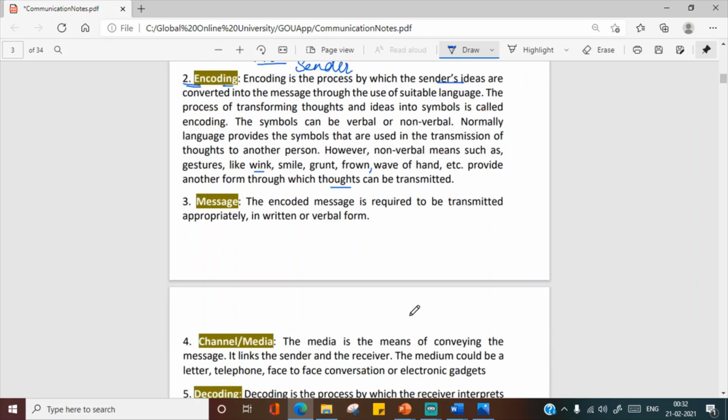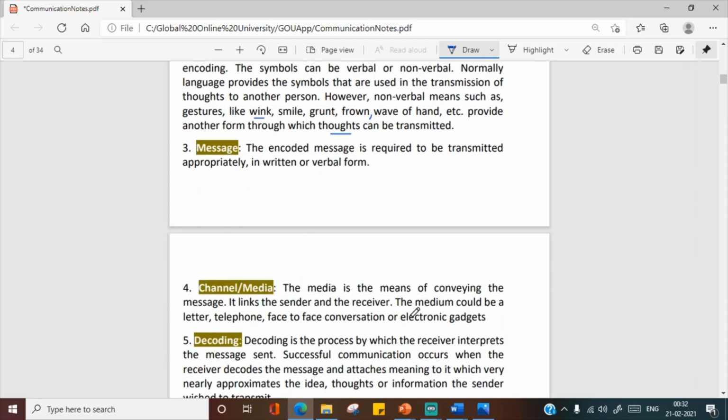So message is actually what the sender is trying to send. The encoded message required to be transmitted appropriately in written or verbal form. So for instance, I want to teach the students how to add two numbers. These are just first class students. So for them, I will stand in front of the class and explain to them that 2 plus 2 is equal to 4. So when I say these words, I am using verbal codes to teach the students.